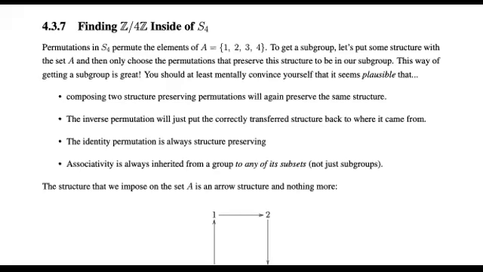This is subsection 4.3.7. We're going to be looking for a subgroup that looks like this group right here, mod 4 arithmetic, inside of the group of permutations on four things. Okay, let's go for it.